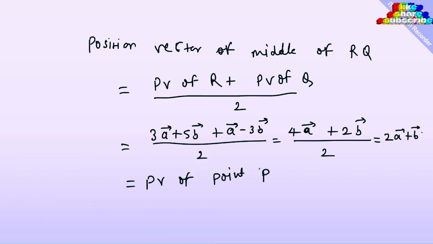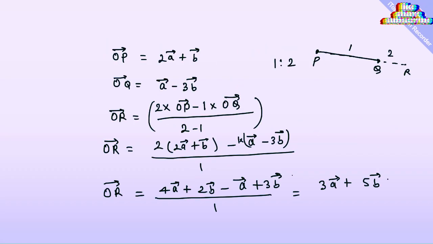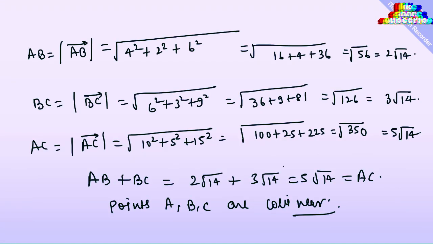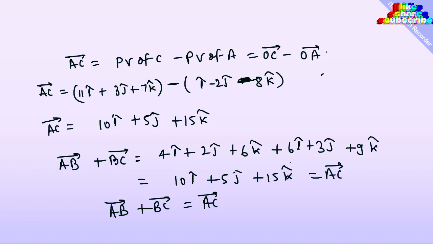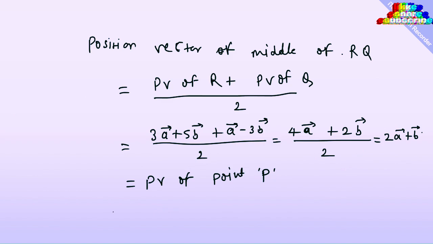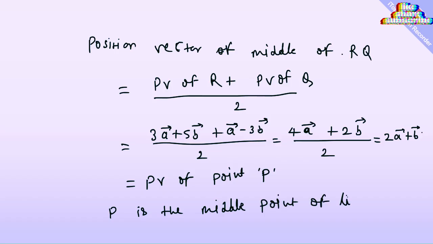So this shows that the position vector of the midpoint of line segment RQ is the position vector of P. Therefore, P divides line segment RQ in a 1:1 ratio. Therefore, P is the midpoint of line segment RQ. Thus, we have solved problem number 9.